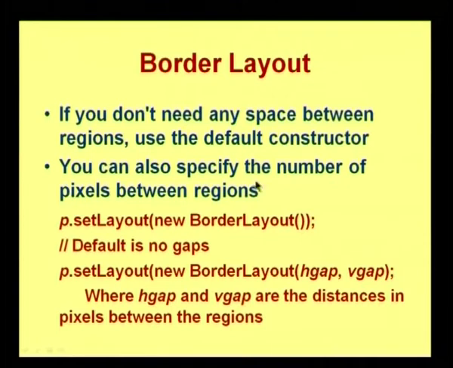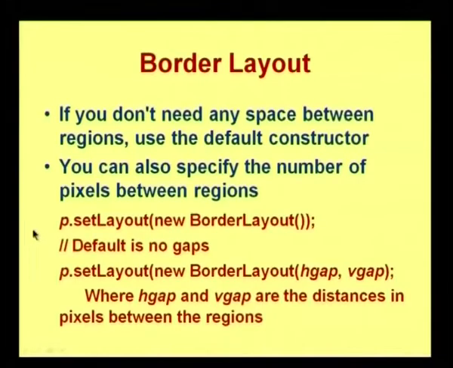You can also specify the number of pixels between the regions. Whenever we place components on the border layout, in all the 5 positions, components will be added without any space between each and every component. The component in the north and the component in the center will not have any space between. Similarly, the components in all the regions will be placed without any space. So if I use the default constructor, there will be no space between them, whereas I can even specify how many pixels need to be between two regions using a different constructor.